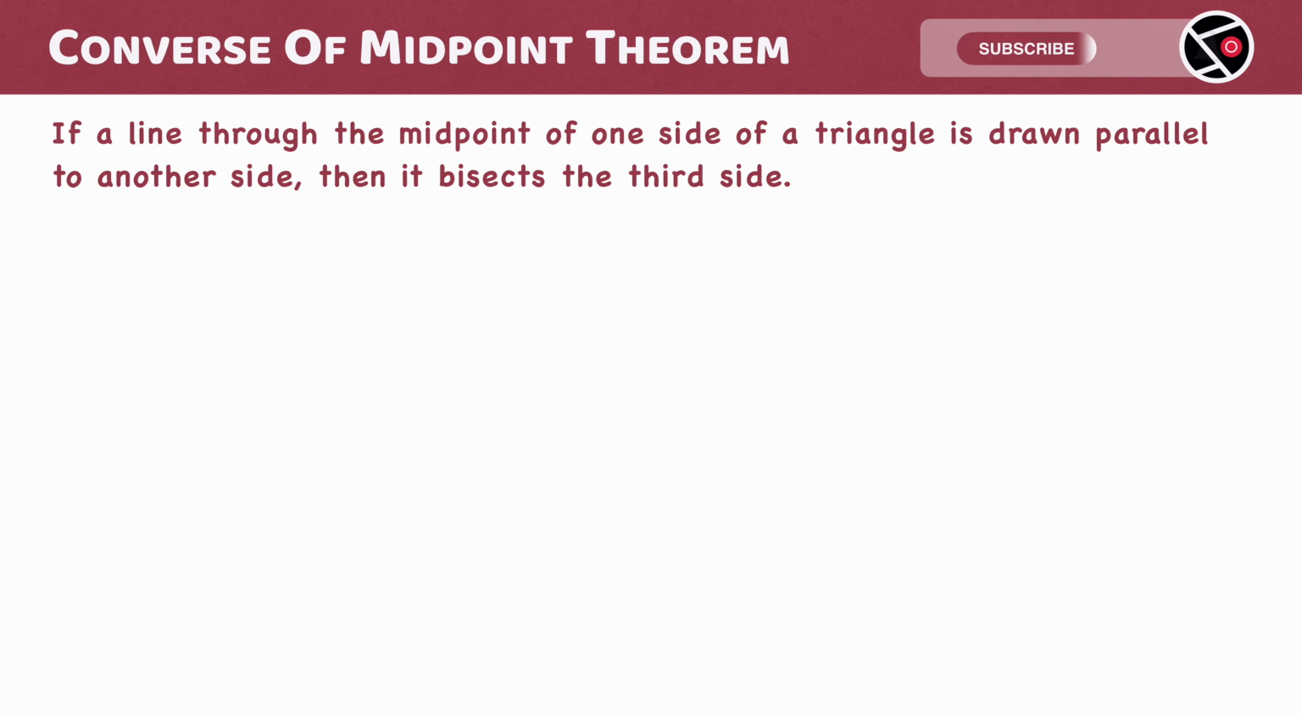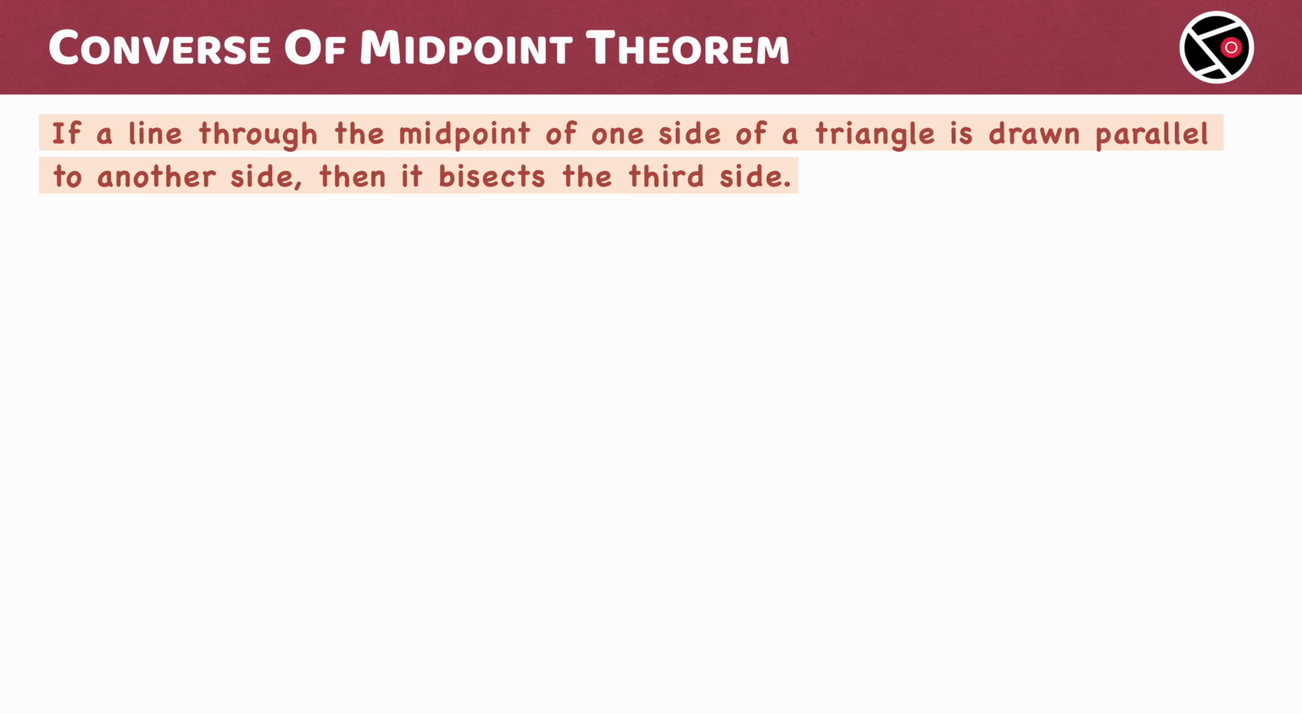In this lesson, we will prove the converse of the midpoint theorem. If a line through the midpoint of one side of a triangle is drawn parallel to another side, then it bisects the third side. So, what do we have?